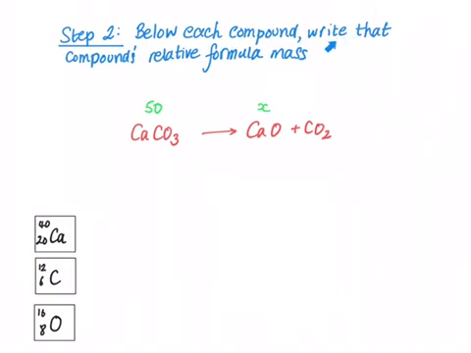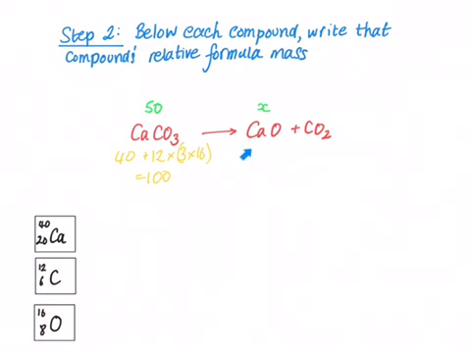Below each compound, write that compound's relative formula mass. So remember, to work out the relative formula mass of a compound, you add the relative atomic mass of the elements in that compound. The relative atomic mass of calcium is 40, carbon is 12, and oxygen is 16. So the relative formula mass of calcium carbonate is 40 plus 12 plus 3 times 16, because there were 3 oxygens. Add that together and you get 100.